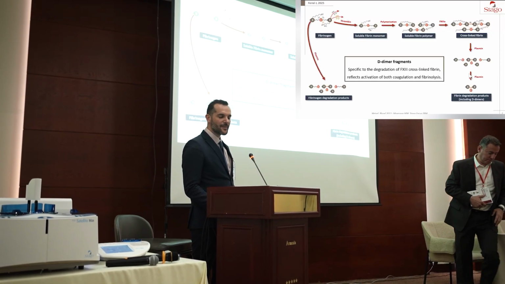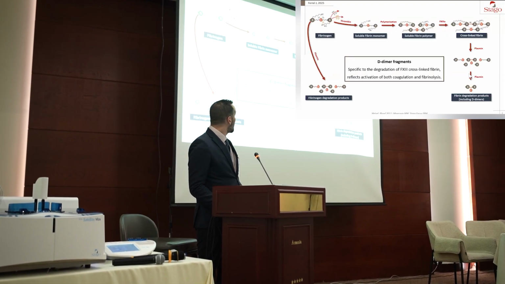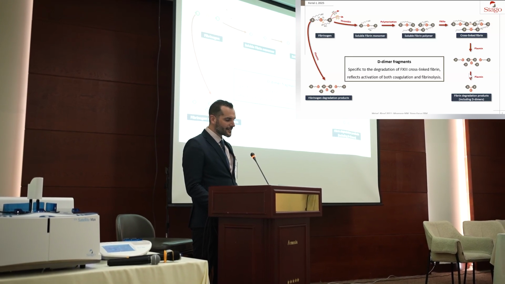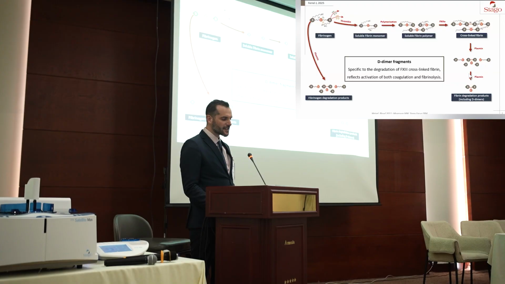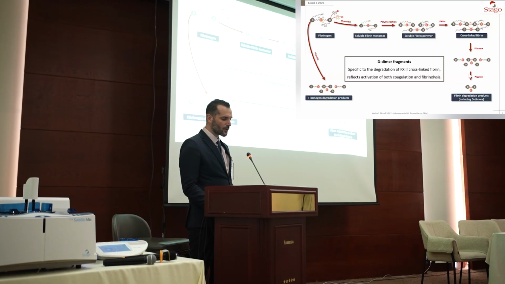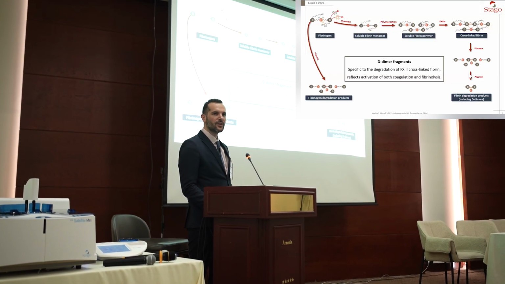After that, plasmin enters the game and will initiate the degradation of fibrinogen and fibrin. Note that both degradation products are similar, except for D-dimer fragments that are specific to the degradation of factor 13 cross-linked fibrin. And so we can say that D-dimer fragments reflect both activation of coagulation and fibrinolysis.